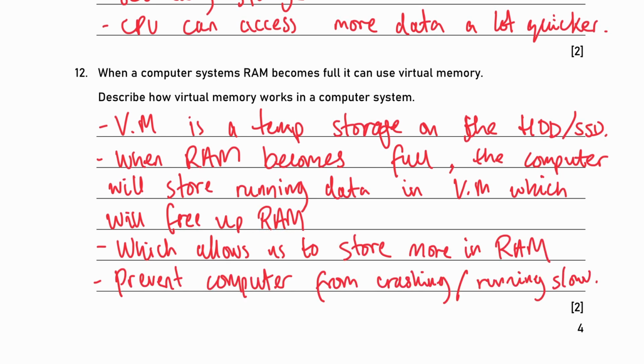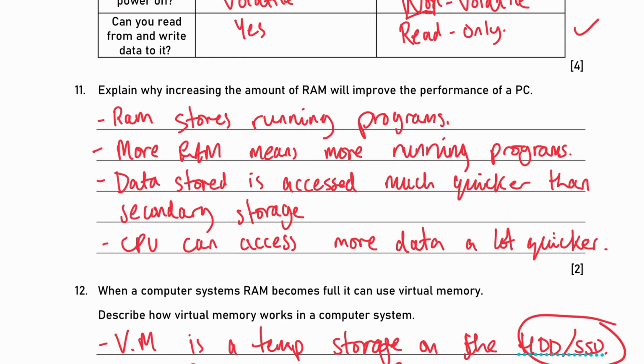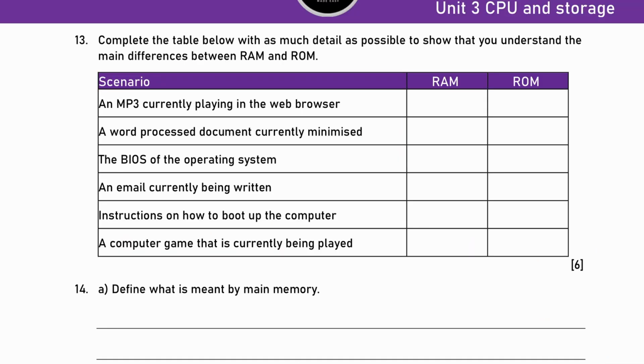Now, obviously, the HDD and SSD aren't as fast as RAM, hence why increasing RAM is a better solution than assigning more virtual memory. Question 13, complete the table below. We have to determine which one is being stored in RAM and which one is being stored in ROM. So an MP3 currently playing in the web browser. So if you're streaming Spotify in your browser, that means it's a running program, it's data currently in use, and we know that is in RAM.